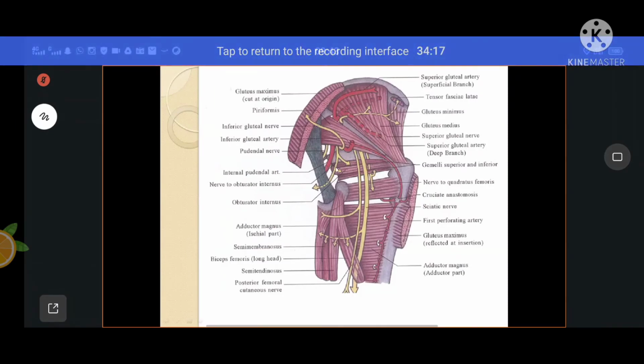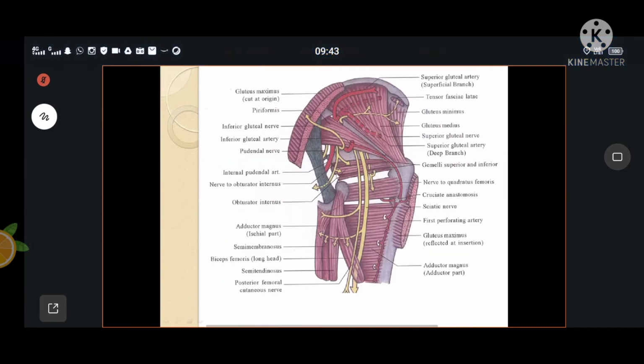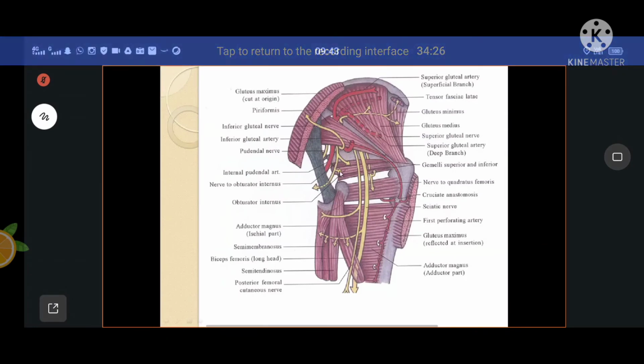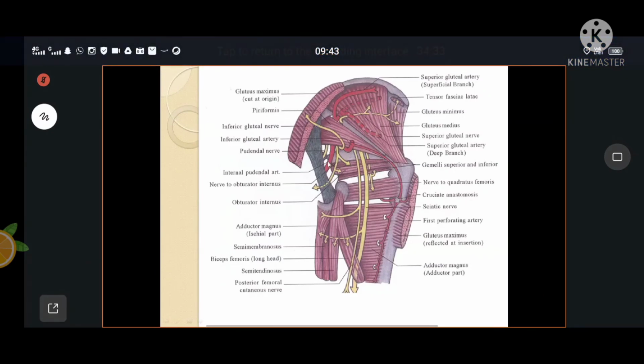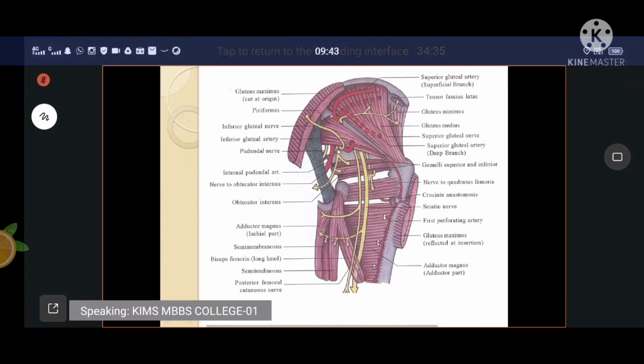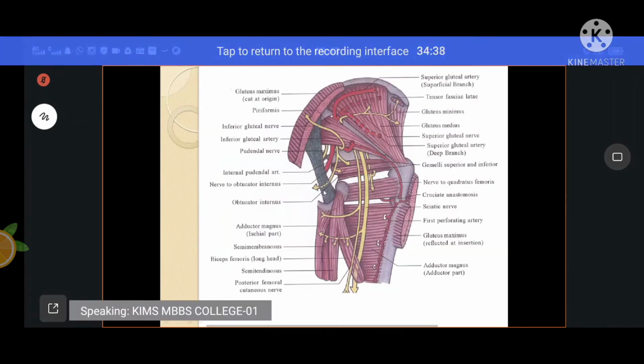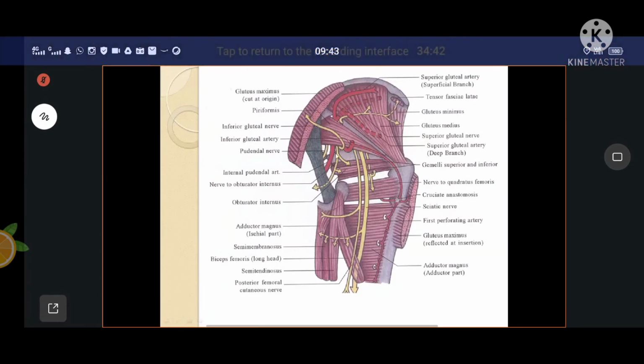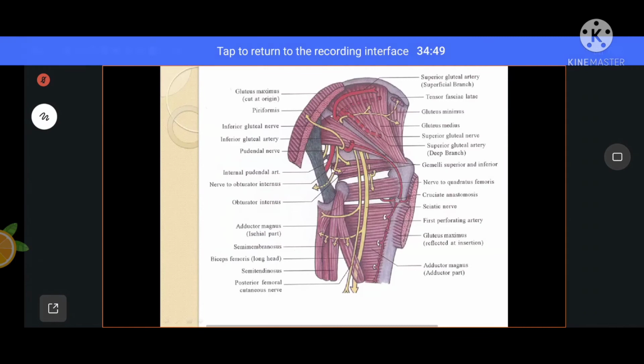Right. And then along with that, you see the nerve to obturator internus. The nerve to obturator internus supplies the obturator internus muscle, and along with that the inferior gemelli muscle, right? So the three structures, the pudendal nerve, the internal pudendal artery, and the nerve to obturator internus, all emerge through the greater sciatic foramen, and again they go back into the pelvis through the lesser sciatic foramen, right?